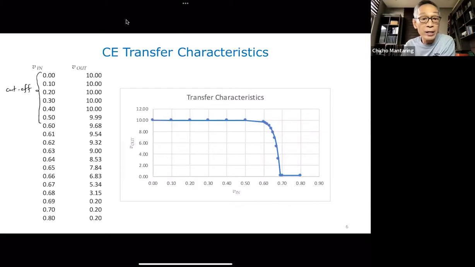My output is VCC or very close to VCC. So that's from here to here. Here I am cut off.